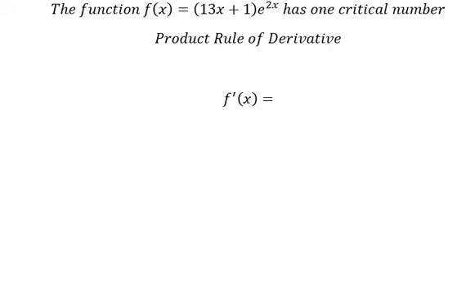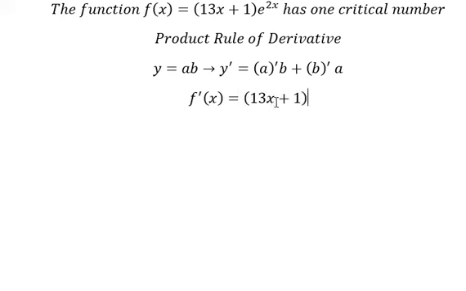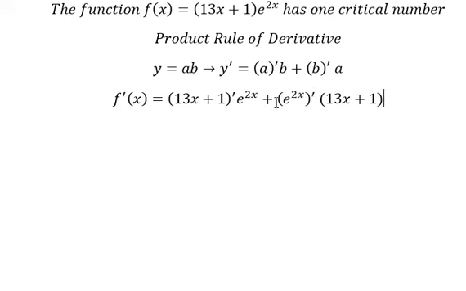So for example, we have y equals ab. If we do first the derivative of this one, we need to do first the derivative of a multiplied by b, plus the derivative of b multiplied by a. So in this situation, we need to do first the derivative of this one multiplied by e to the power of 2s. Later we do the derivative of e to the power of 2s multiplied by 13s plus 1.